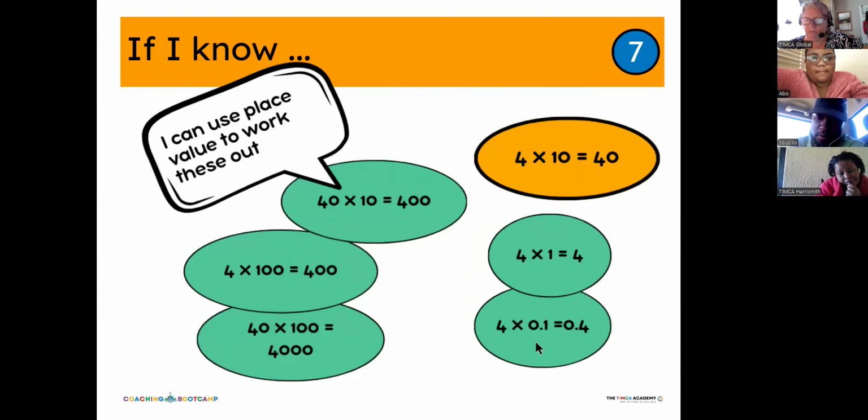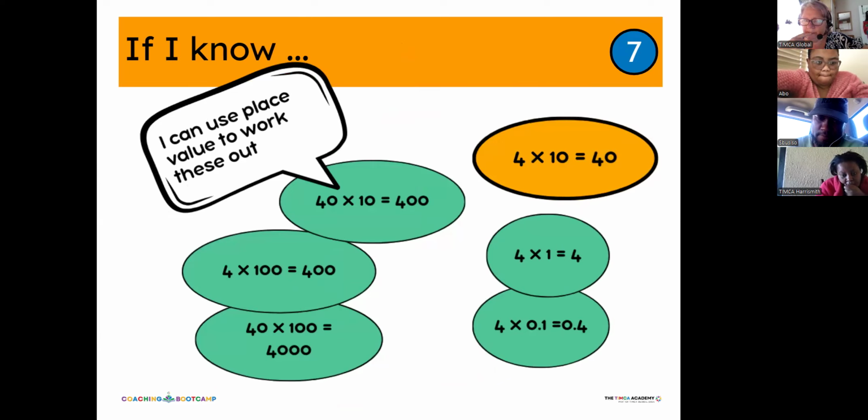Now let's see something a little bit more complicated. So this is what Abba was talking about. If I know that 4 by 10 is 40, then if I start using some place value on either side, I can make numbers. So if I make the 4 into a 40, it becomes 400. If I make the 10 into 100, it becomes 400. If I do place value on both sides, 40 times 100, it becomes 4,000. If I take the 10 and make it 4 times 1, it becomes 4. If I go into decimals, or fractions, it becomes 0.4.